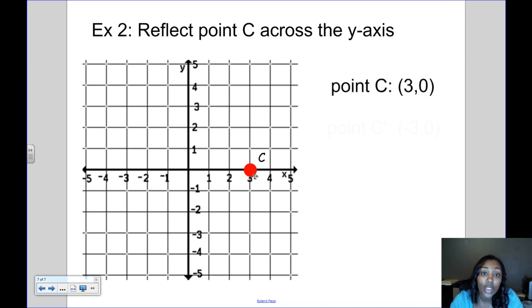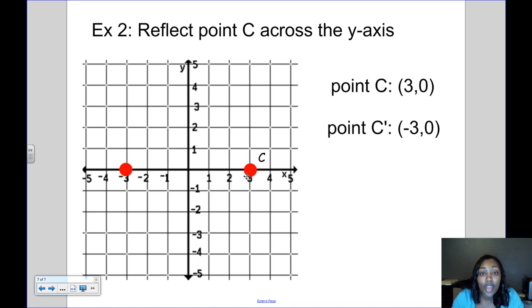We want point C to reflect or flip over or across the y-axis. So right now it's 3 to the right of the y-axis. So when it reflects, we want it to be 3 to the left of the y-axis. So in order for it to be 3 to the left of the y-axis, that means our new point C has got to land at -3, 0. So again, the original point C was 3 to the right of the y-axis, and then when we reflected it, now it's 3 to the left of the y-axis.